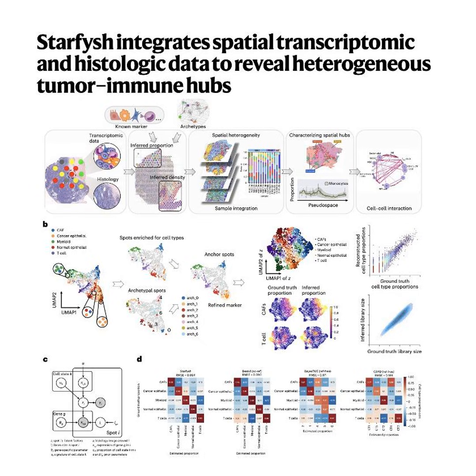Wait, let me push back on that for a second. If Starfysh is starting with a list of known markers, isn't it still relying on previous knowledge? Like, isn't that just another cheat sheet? How is it discovering anything new? That is a great question. And it's exactly where the genius of combining the Dirichlet prior with archetypal analysis comes in.